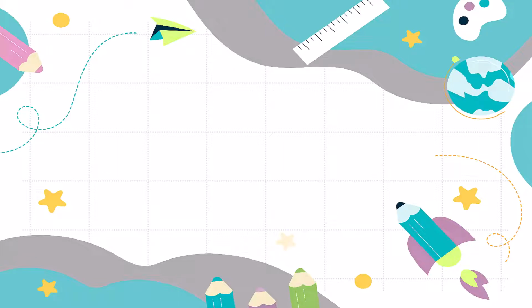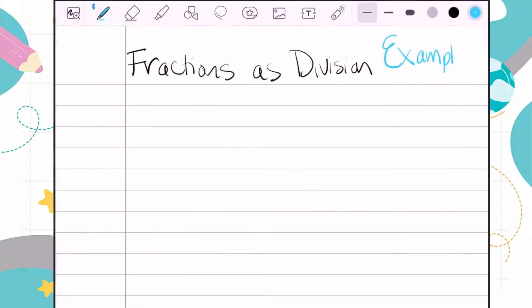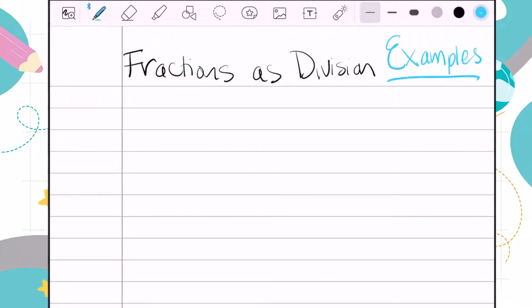Okay, today we're going to look at two quick practice problems that show fraction as division and how division and fractions are related to each other. If you are going to copy these down into your notebook, please title your page Fractions as Division Examples. Otherwise, you can write along with me on your whiteboard.